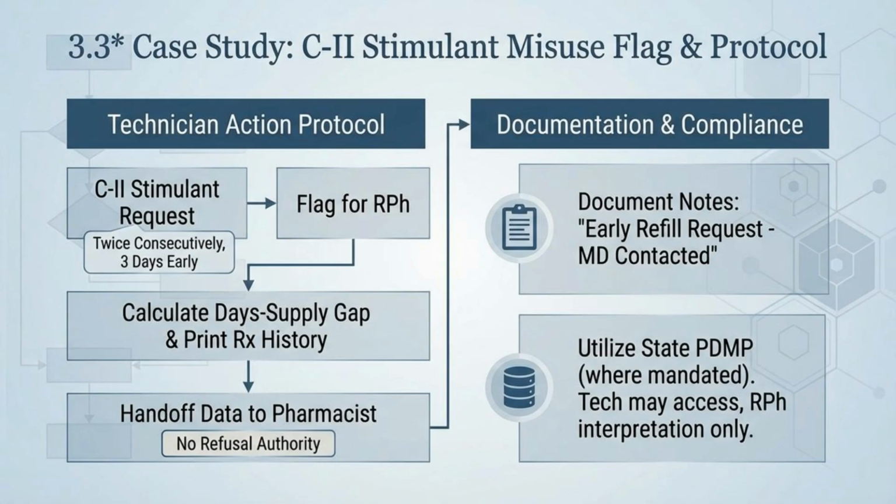If a C2 stimulant is requested early, flag it for the pharmacist immediately. Calculate the day's supply gap and print the history. Remember, technicians have no authority to refuse sale. They must hand off data to the pharmacist for review.